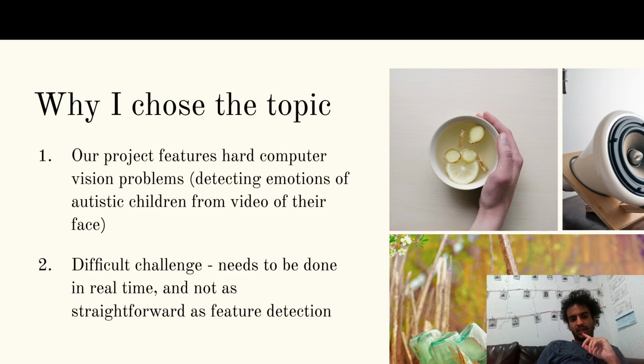And I'll talk a little bit about why I chose the topic, which is that our project features hard computer vision problems. In particular, since we're developing an adaptive learning platform for children with autism spectrum disorder, we want our platform to be able to look at the video of the people who are using the platform and detect the emotion that they're feeling based on the facial expression that they're making. And this is a computer vision problem.